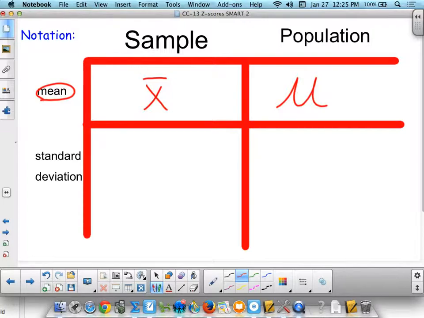What does it stand for? It stands for mean. These both stand for mean. This letter with the bar above it is the mean of the sample. Your classroom would have an average, but the real average of the whole school would be this Greek letter mu.